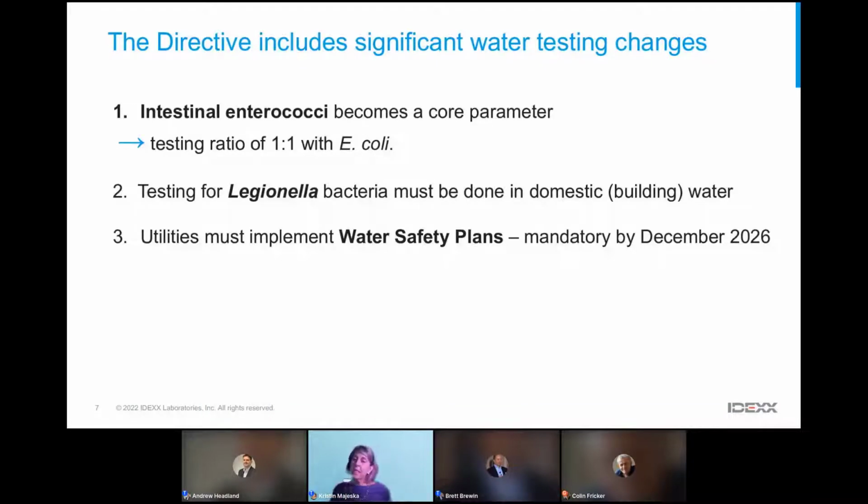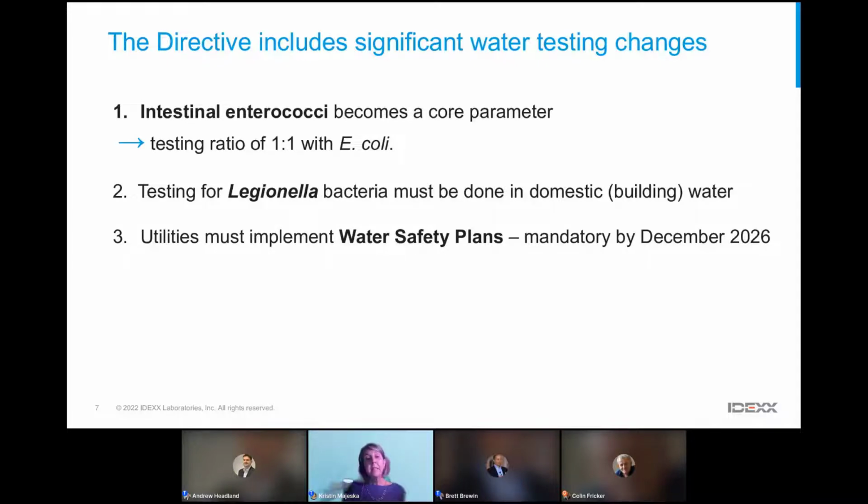So the directive has a number of significant changes. I've chosen to highlight just 3 of them, which are particularly relevant for water system operators and laboratories. The first is testing for intestinal enterococci, which is essentially just another way of saying enterococci.